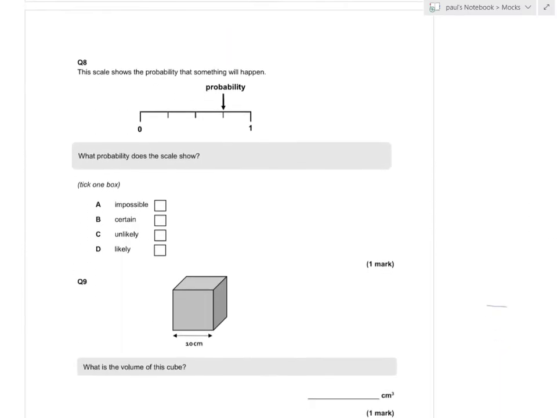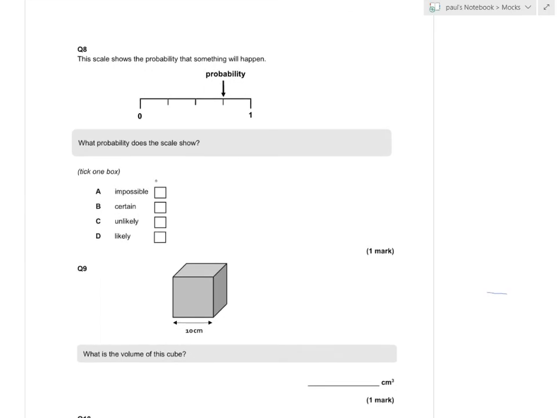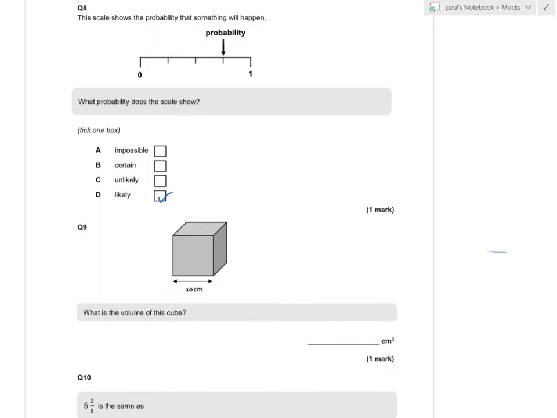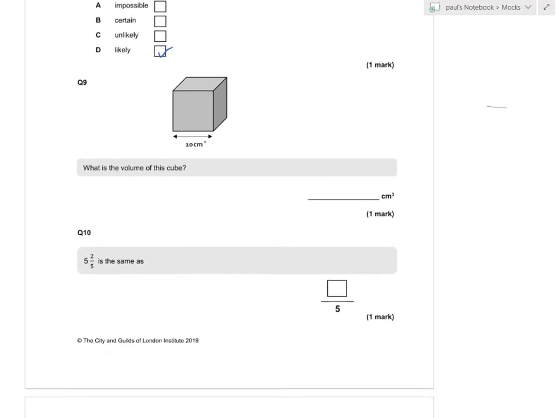The scale of the probability shows that something will happen. So this is impossible, this is certain up here at 1, so this is likely. The volume of the cuboid: the volume is the width times the depth times the height, so it's going to be 10 times 10, which is 100, times 10, which is 1,000.